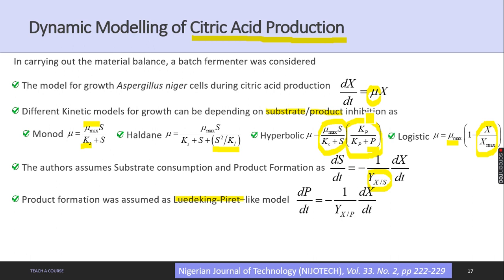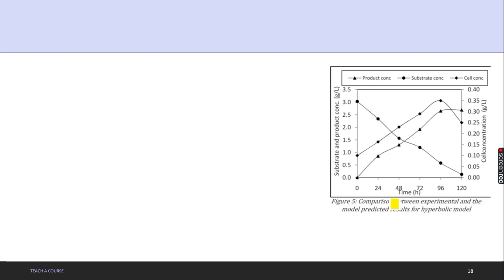So essentially we have three different differential expressions. One is for growth, another is for substrate, which we have shown is very simple, and another is for product. So from experimental biomass, substrate and product data, the author has modeled and estimated those parameter values. Here we are showing this graph for biomass growth and product formation.